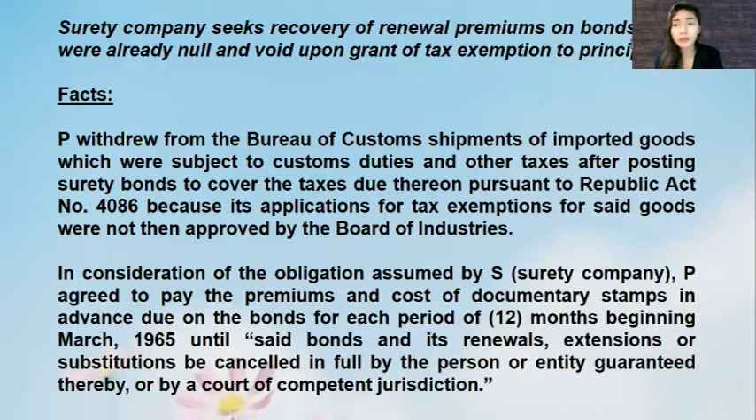In consideration of the obligation assumed by S, the surety company, P agreed to pay the premiums and the cost of documentary stamps in advance due on the bonds for each period of 12 months beginning March 1965, until said bonds and its renewals, extensions, or substitutions can be cancelled in full by the person or entity guaranteed thereby or by a court of competent jurisdiction.